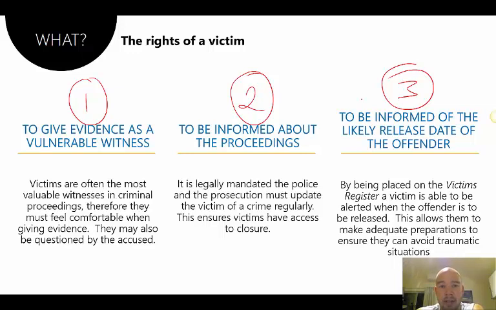The next right of a victim is the right to be informed about the proceedings. Basically, legally mandated, the police must tell you what's going on if you are a victim of a crime, or a victim of an alleged crime. As they investigate it, they have to update you. Once they go to court, if they charge someone, they have to update you. They have to tell you when things are going on. Finally, if you are a victim of crime and someone is convicted, and in this case sent to jail, you must be told when they're going to be released. That means if they get parole, which is early release based on good behaviour, you have to be told, basically allowing you to prepare for the fact that you might see them in the community.